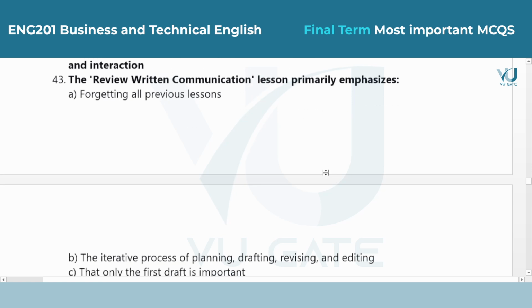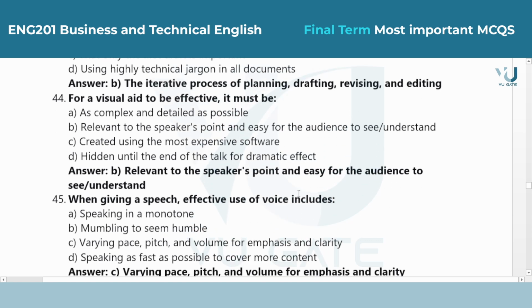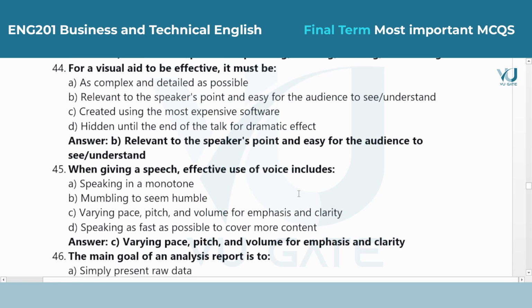43. Question. The review written communication lesson primarily emphasizes. Answer. B. The iterative process of planning, drafting, revising, and editing. Concept. High-quality writing is achieved through multiple stages of improvement rather than just writing a single draft.